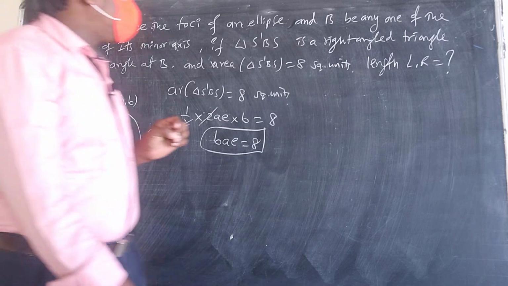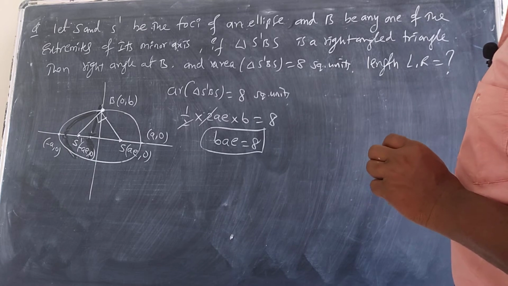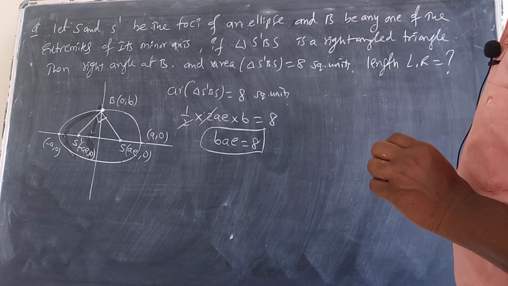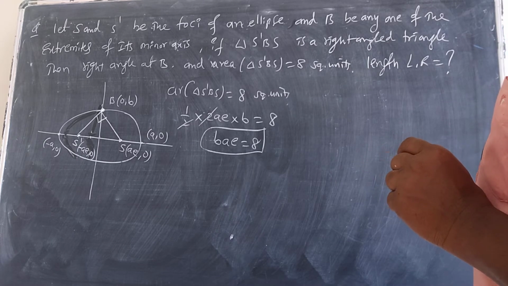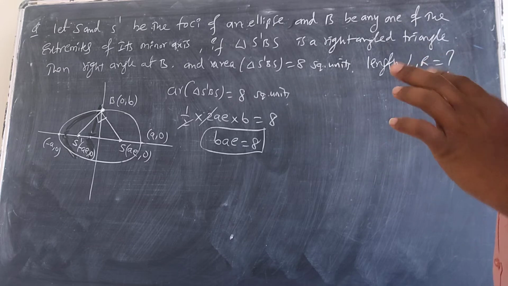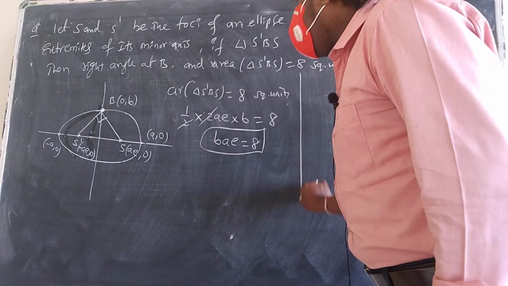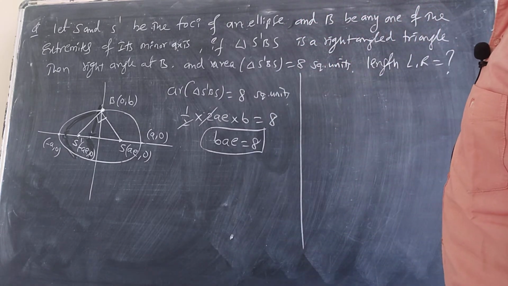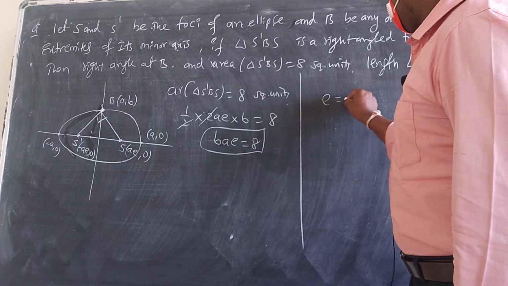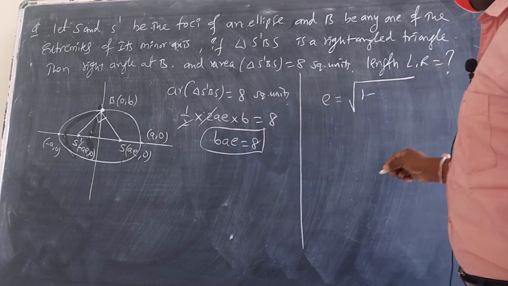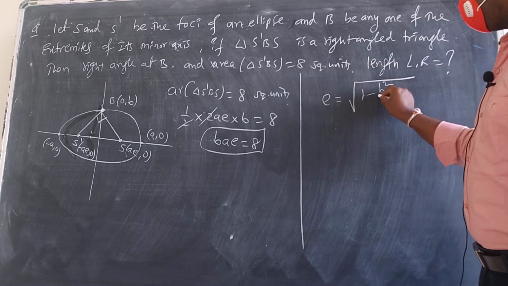And what have they given more? S is the focus of an ellipse and B is any point on the extremities of its minor axis. He is saying that the right angle is at B and the area is this. What is the length of latus rectum? This is what he is asking. So you know that b ae equals 8. Then the other thing they gave is the right angle. You also know one more thing: eccentricity is equal to under root of 1 minus b square by a square in this case.